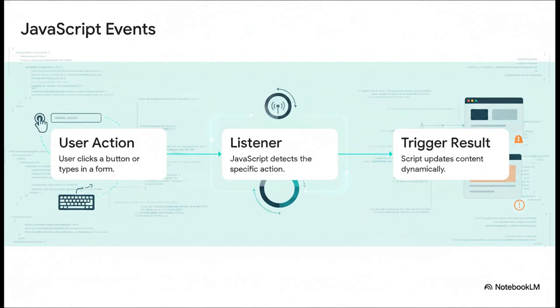Think of it this way. If HTML is the sturdy foundation of a house and CSS is the fresh coat of paint, JavaScript is the electricity that brings the whole house to life. So how does it actually work behind the scenes?